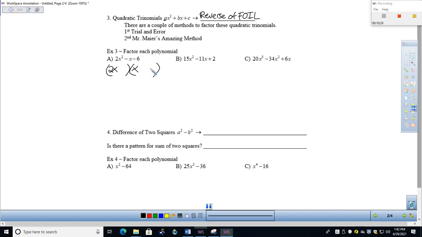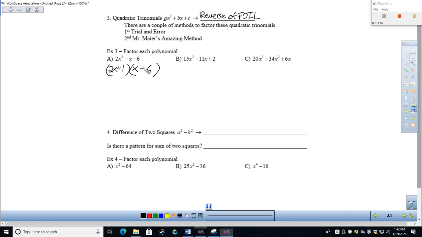The problem, of course, is I have different combinations that might work. Could be a 1 and a 6. Could be a 2 and a 3, or a 3 and a 2, or a 6 and a 1. And there are probably ways that we can narrow down the field even right off the bat. But forgetting that for a moment, you would basically trial and error. You would say, all right, well, I'm going to try a 1 and a 6. And I know it has to multiply to a negative, so one of them has to be positive and the other has to be negative. And if you're unsure, you could just try it out there.